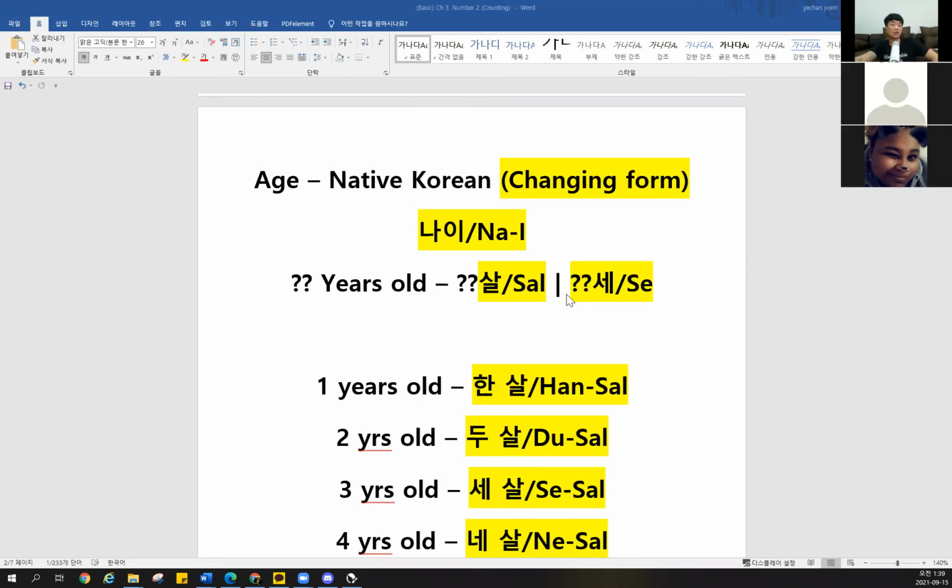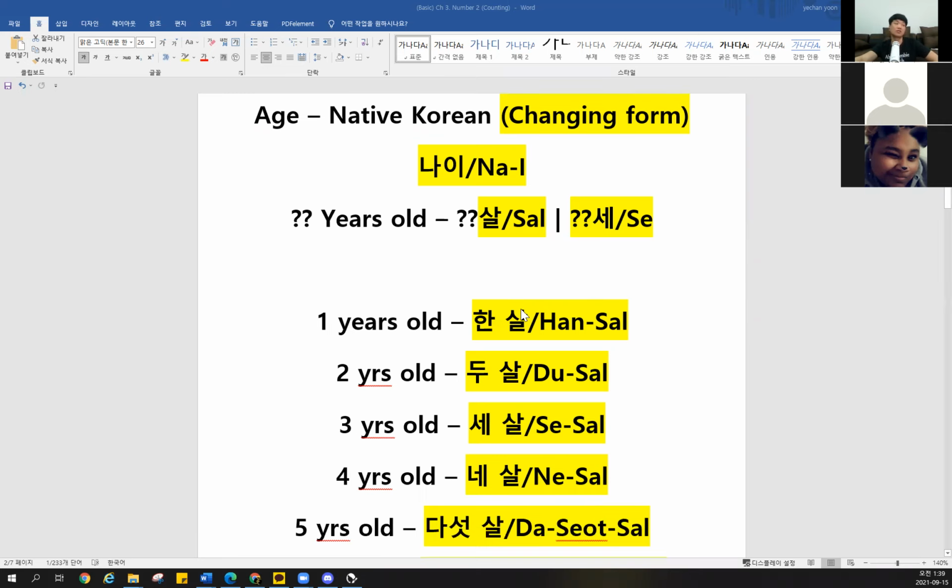So we just learned about the changing form, right? 하나 was 한, 둘 was 두, 셋 was 세, 넷 was 네, right? Then how can you say 1 year old? One is going to be 하나, but as I told you, we are going to use the changing form, right? Then it's going to be 하나 살. No, it is going to be what? 한 살. 한 살. Okay.